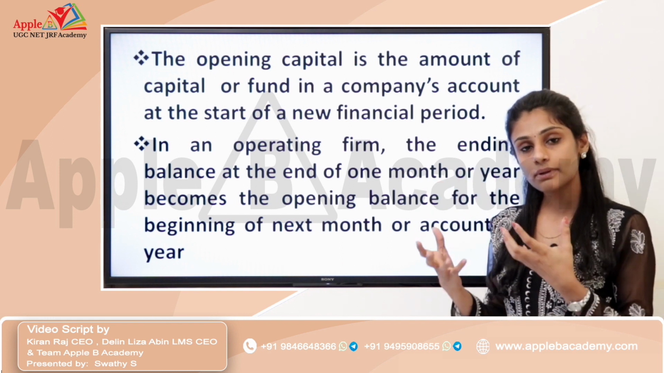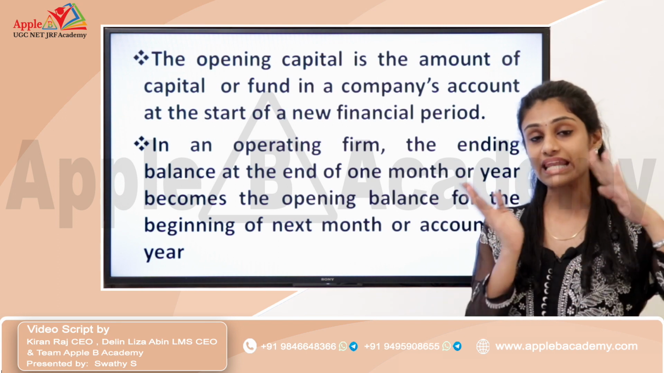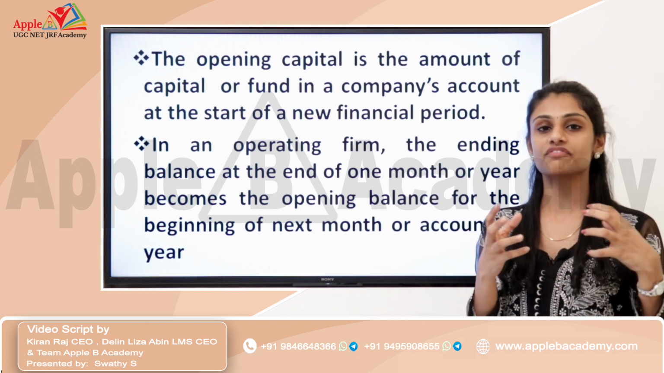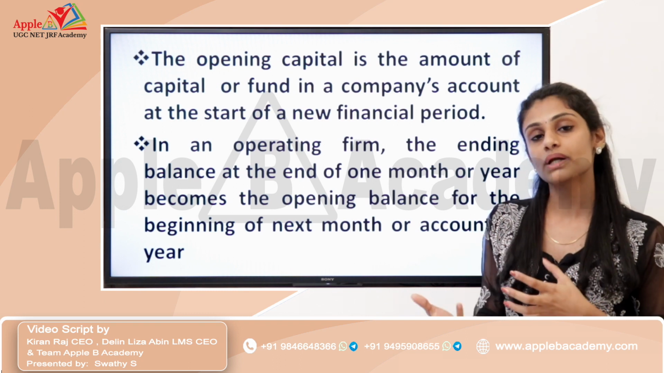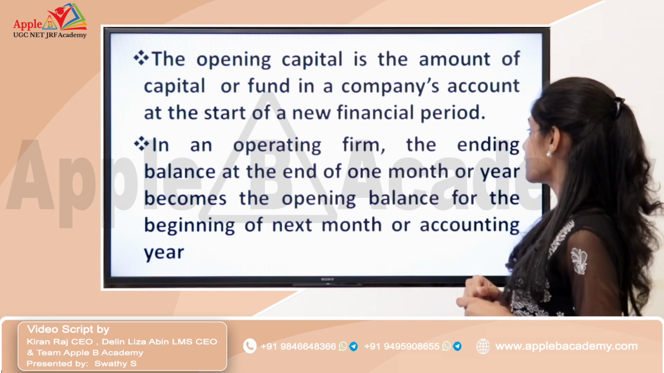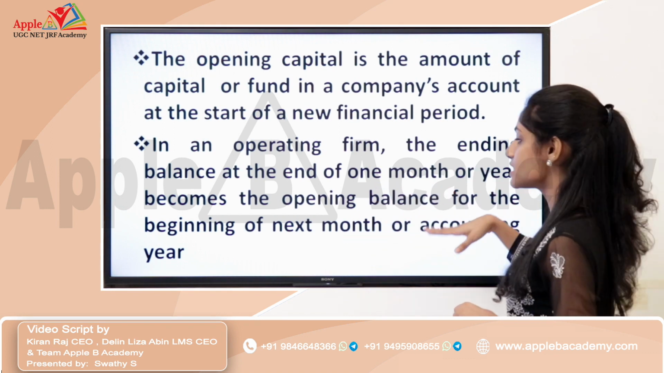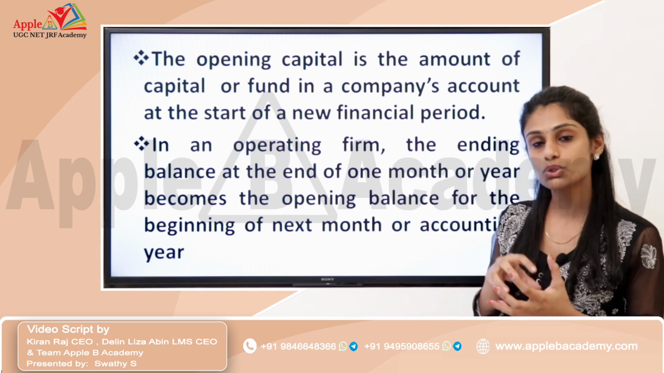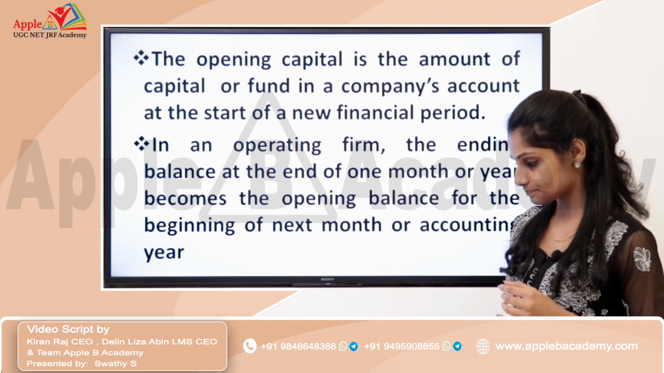So coming to an operating firm, this opening capital means the closing capital of the last year will be the opening capital of the new year, right? The closing capital of the last month or last year will be the opening balance of the next coming financial period. See, in an operating firm, the ending balance at the end of one month or year becomes the opening balance for the beginning of the next month or accounting period. So the closing balance of a particular accounting period will be the opening balance of the next accounting period, right?